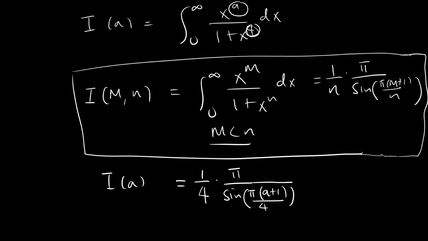Okay, so we have come to a point where we found that I of a is a quarter pi over the sine of pi times a plus 1 over 4.